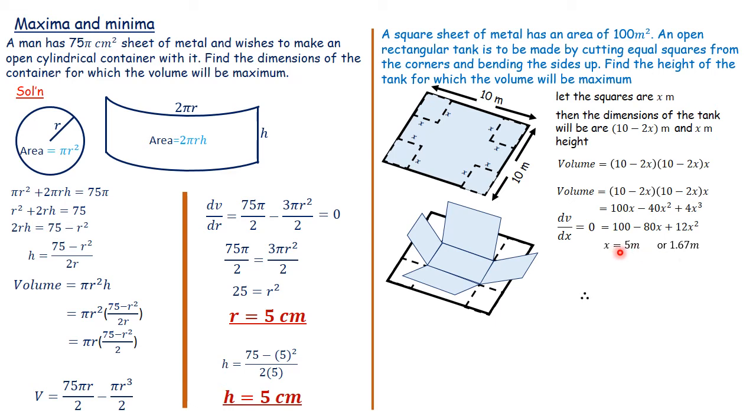When x is 5 meters, it is not sensible, because you see this will be 5, that's the value of x, this will be 5, and this is also 5. So 5 plus 5 will be 10. That means we don't have a length for the thing that you're going to make, or even a width. So we don't adopt x equals 5, we take the other one, x equals 1.67. And we're finished. Find the height of the tank for which the volume will be maximum. Yeah, that's the question. And that's it.